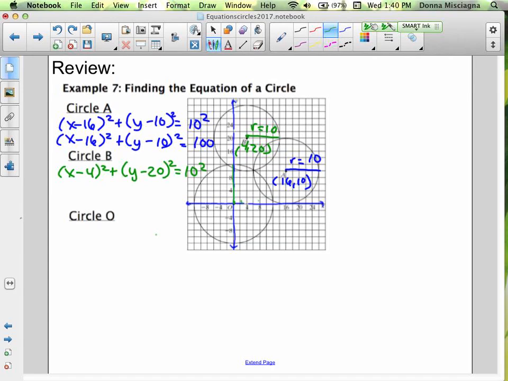Right, so we just replace the h and the k with 4 and 20, and then the r with 10, and then we'll just square that out. So (x − 4)² + (y − 20)² = 100.